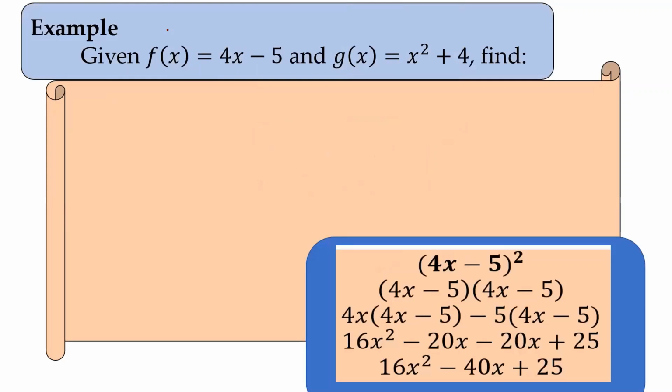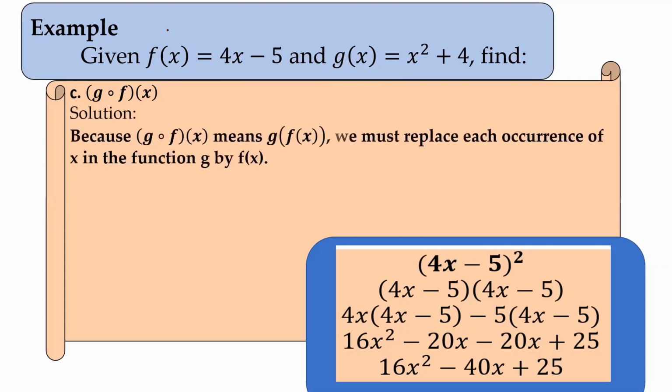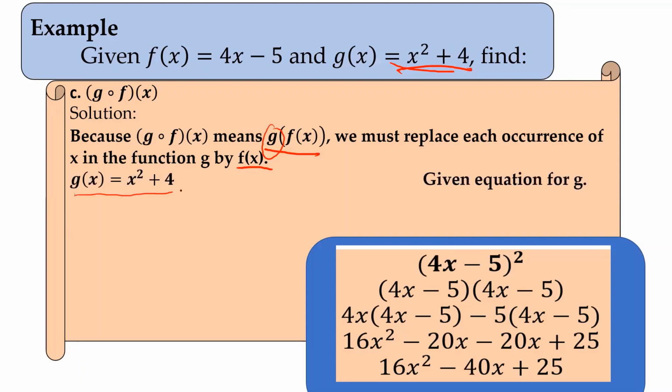What if reverse siya? Ang gagamitin natin is si g composed with f of x. So nauna na yung g bago kay f. Therefore, ang mangyayari ay ganito siya. Because si g composed with f of x means nauna na si g of f of x. So, si g na naman yung gagamitin natin na function. Then, replace natin every occurrence of x with f of x. So, meaning, kung ano yung nauna dito, yun ang gagamitin natin na function. Si g of x is equal to x squared plus 4. Yun yung given na equation or function for g.